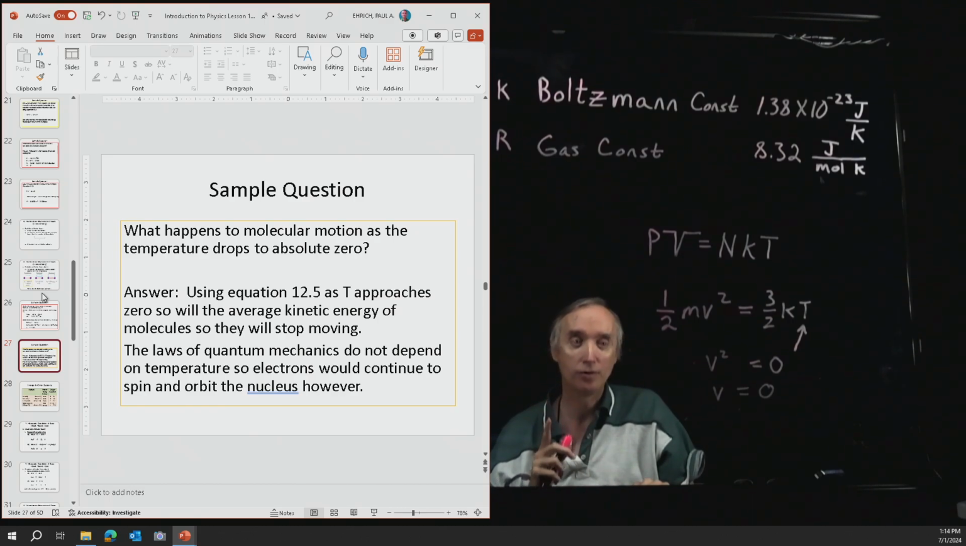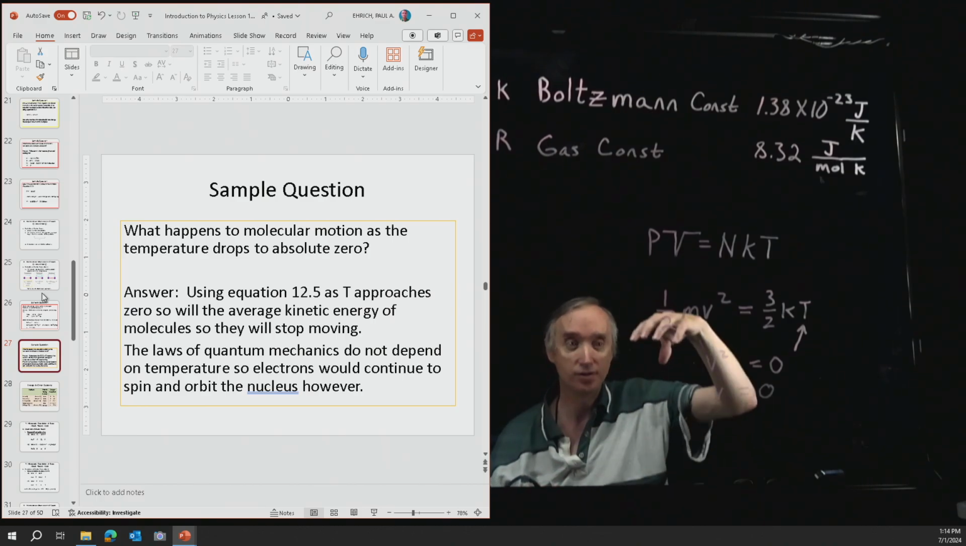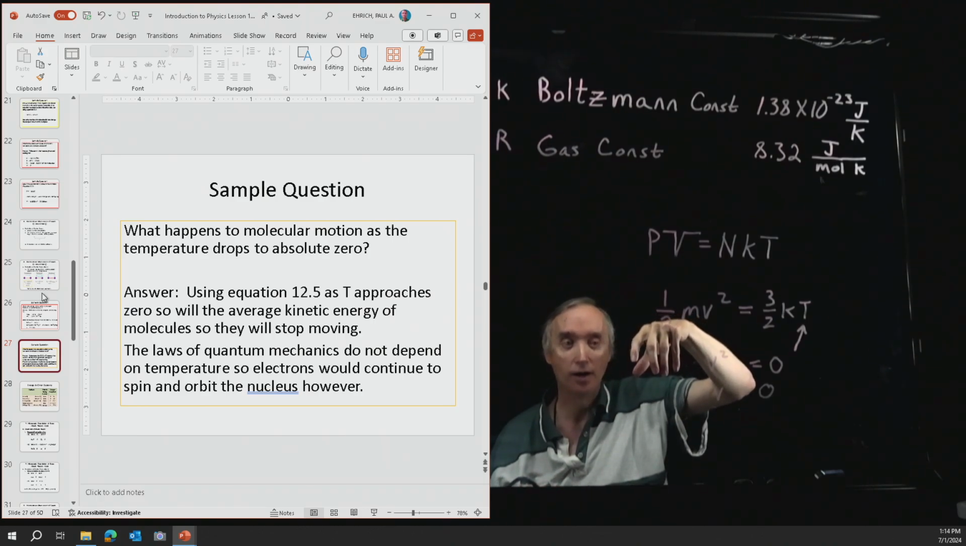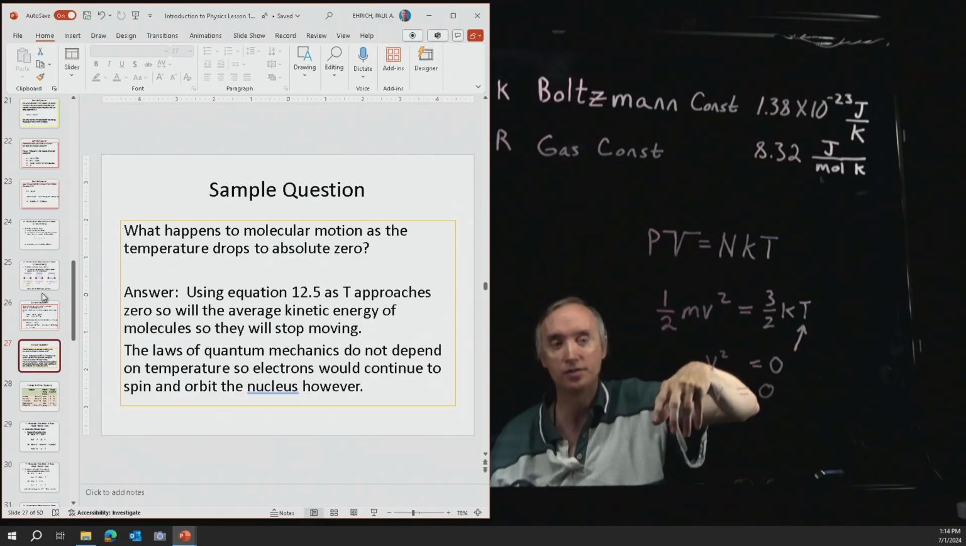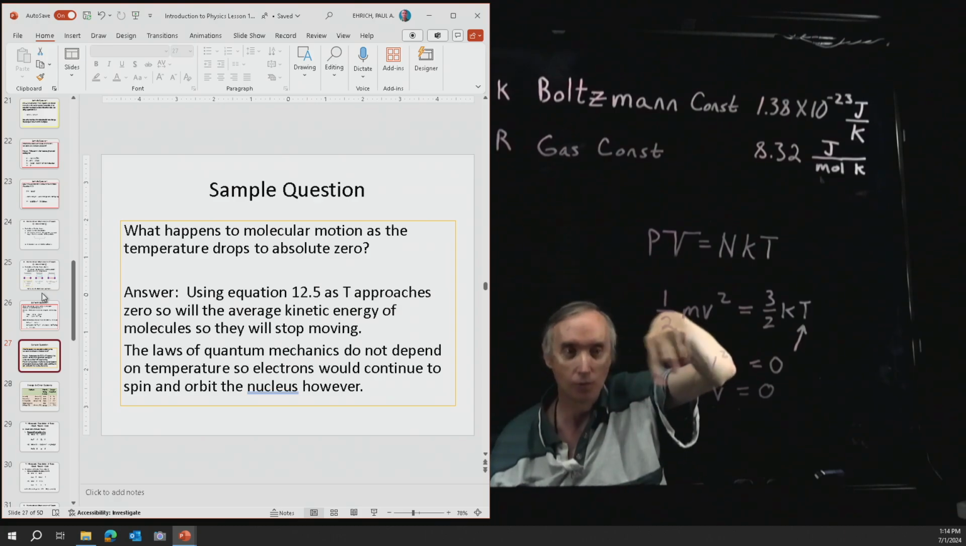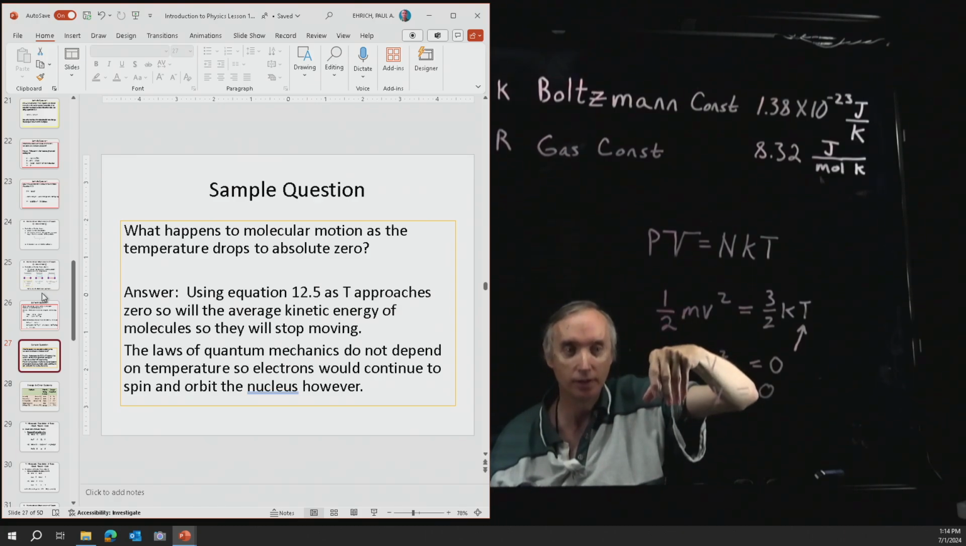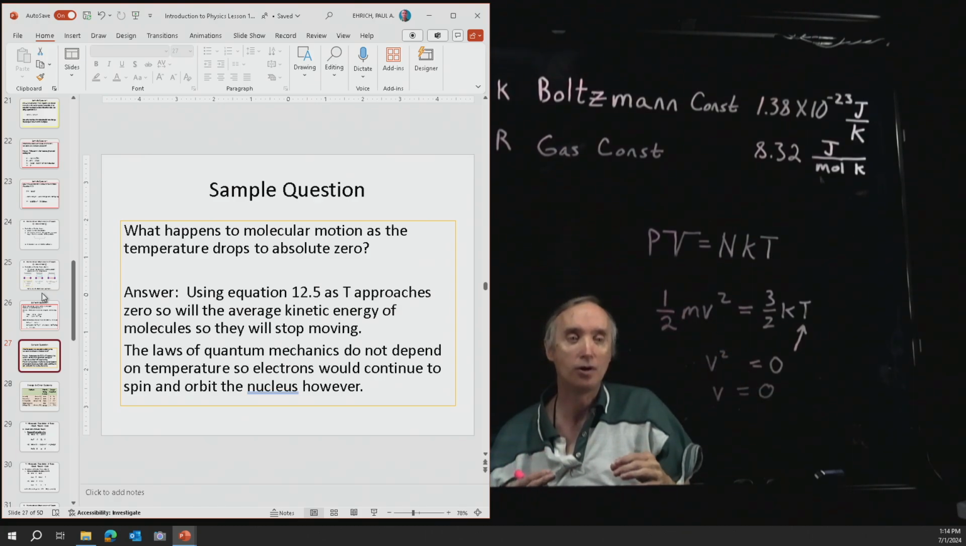Now remember that on the atomic level, the atoms would still continue to be able to spin, or the protons in the nucleus would be spinning, the neutrons would be spinning, the electrons would be in orbit, the electrons would be spinning. So nothing's going to go wrong as far as the atoms are concerned. But from a molecular point of view, they would stop moving when this happens.